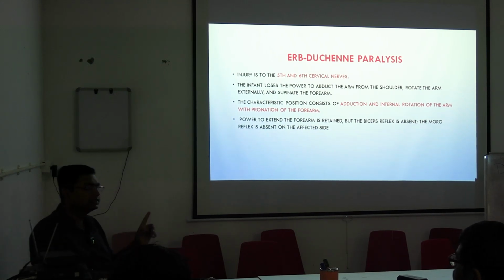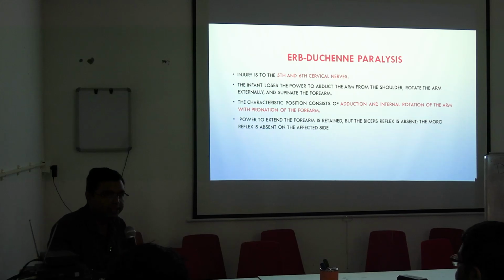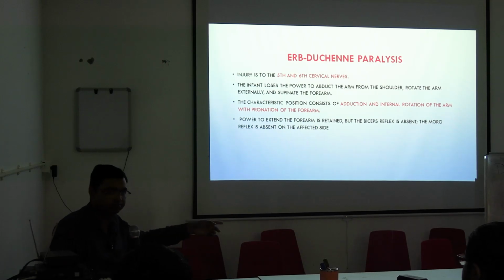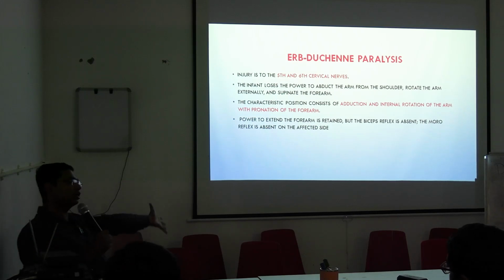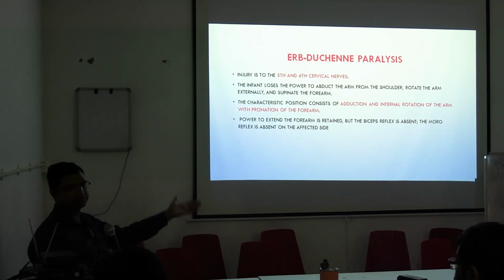If there is injury to the cervical plexus, then the Moro reflex will be absent on the injury side. So there will be unilateral Moro reflex. So injury to the cervical plexus is one cause of a unilateral Moro reflex. মানে একটা হাত এরকম হবে আর একটা হাত ফ্ল্যাট পড়ে থাকবে, তার আর কিছু হবে না.